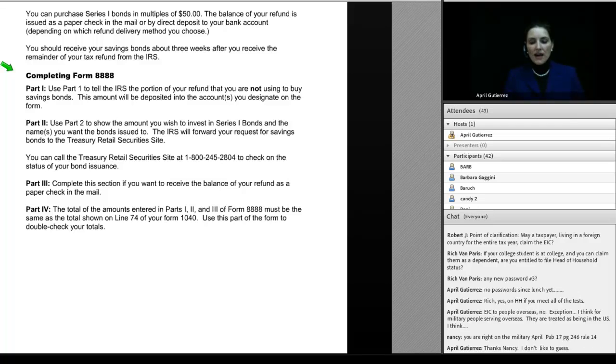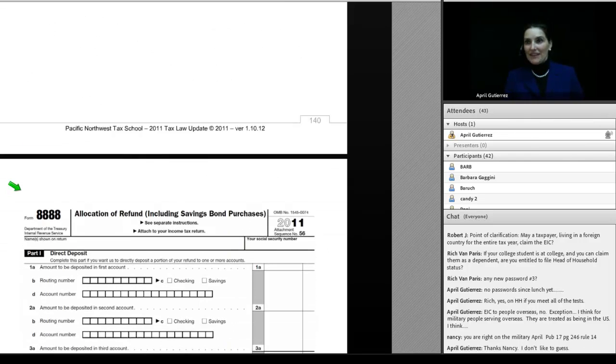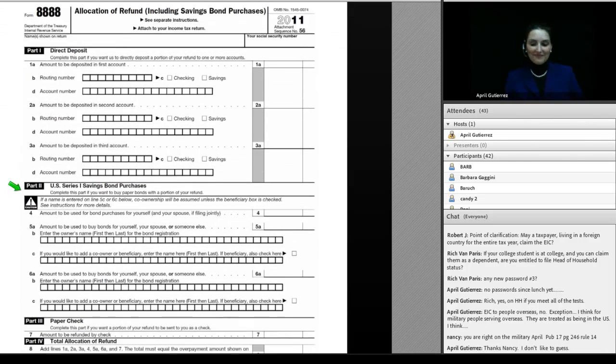Well, you use Part 1 to tell the IRS the portion of your refund that you are not using to buy savings bonds. That means the amount you want them to send you. Use Part 2 to show the amount you wish to invest in the bonds. Use Part 3 if you want to receive the balance of your refund as a paper check in the mail. And then in Part 4, you add up the amounts in Parts 1, 2, and 3, and the amount shown on the line of Part 4 should be the same as your refund on line 74 of your 1040. Because if there was a difference, you've got a math error somewhere, and they would be confused. You don't want to confuse the IRS. It just takes a lot of extra time.